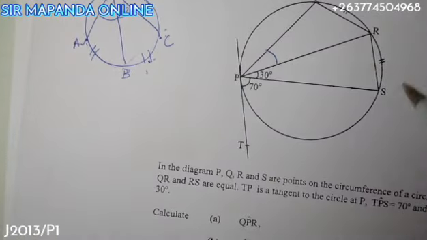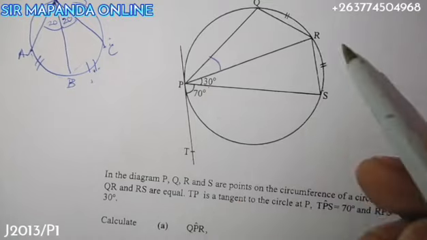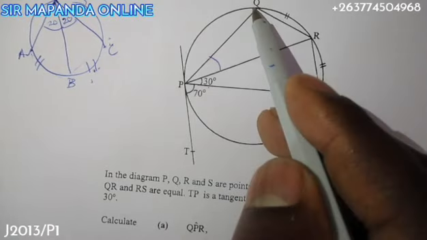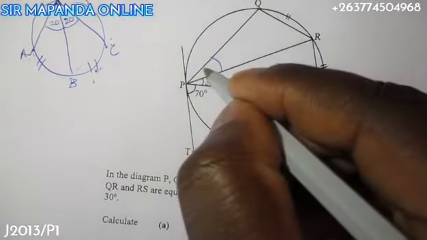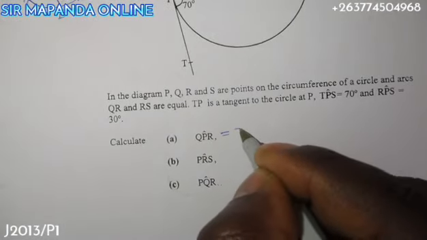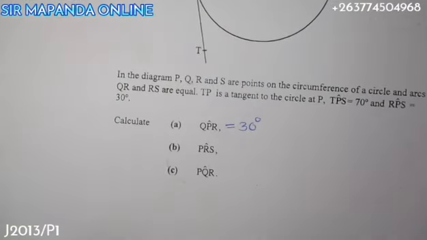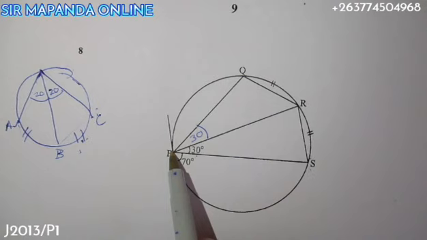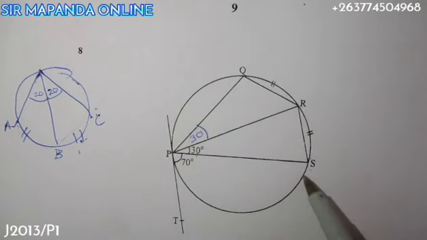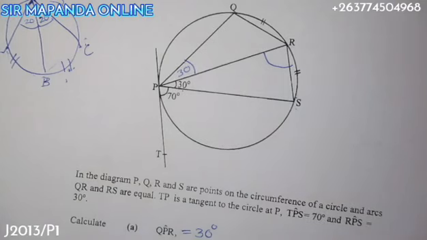Right. So arc RS is subtending 30. And arc RS is equivalent to arc QR. It simply means this angle at P is also 30. So our first solution is 30 degrees. Good. We move on to part B. Calculate PRS. This is P, this is R, this is S. They want you to calculate this angle.